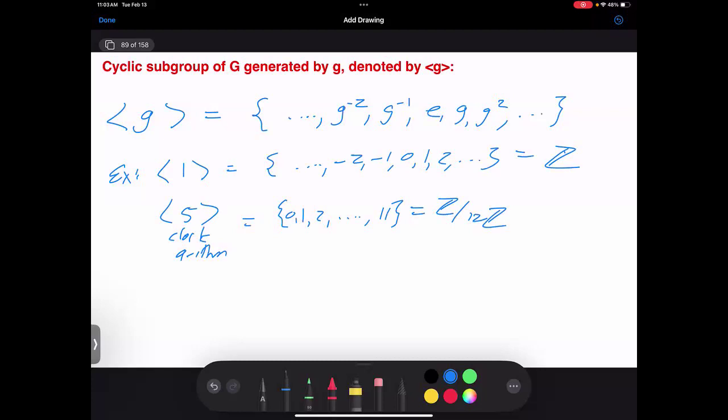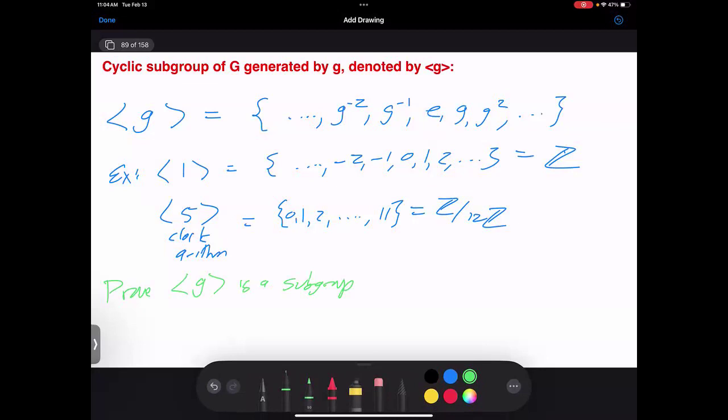So sometimes it's finite, sometimes it's infinite. But when I say it's a cyclic subgroup, what am I implicitly assuming about it? That it's a subgroup, right? It would be a horrible name to call it a cyclic subgroup if it's not a subgroup, right? But you have to prove it. So prove G is a subgroup.